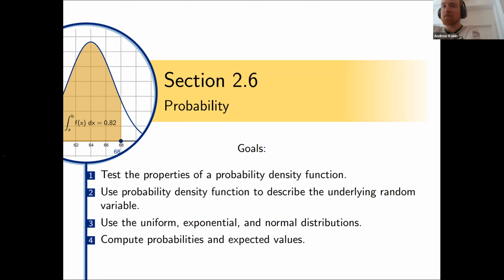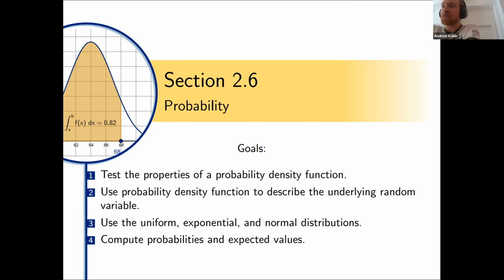But the main goals that we'll cover in this lecture are to test the properties of a probability density function. And first, we have to define what a probability density function is, but one is pictured right here. That's a PDF. Next, we'll understand how to use the probability density function to describe the underlying random variable. We'll also have to set up what it means to have a random variable, and then what the probability of that variable taking on certain values is. We'll be able to use our function and integral calculus to study that further.